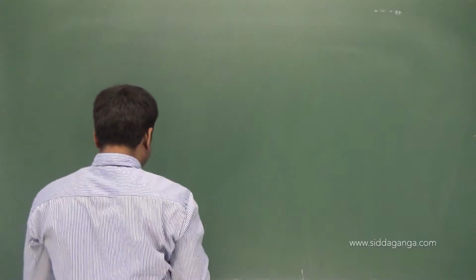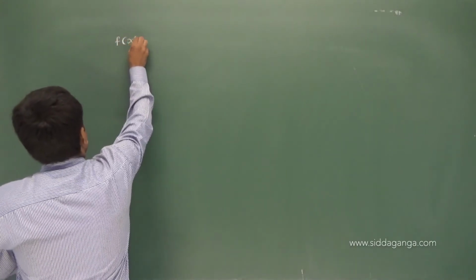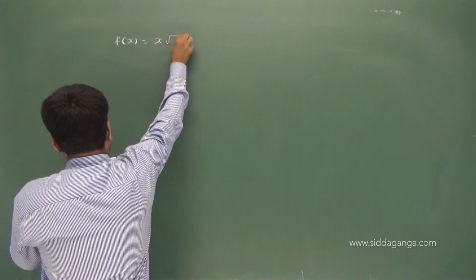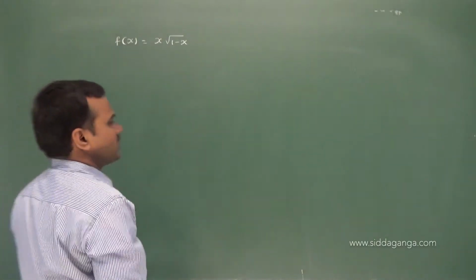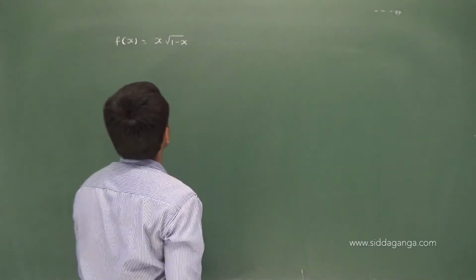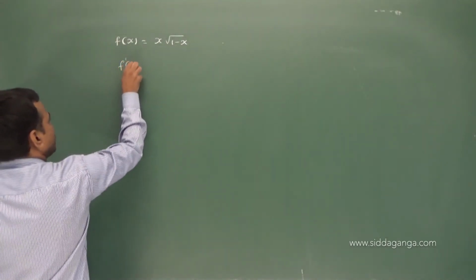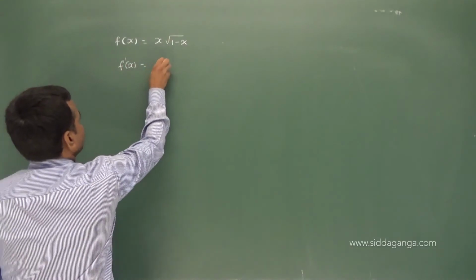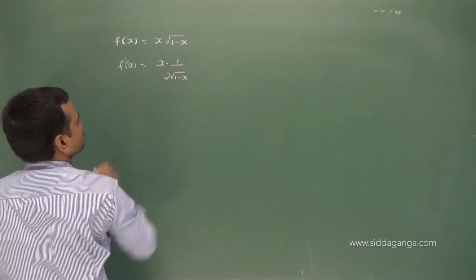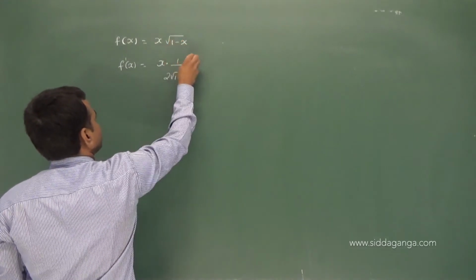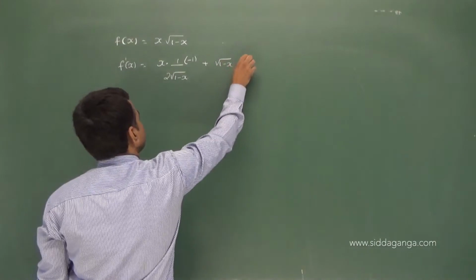Find the local maxima and local minima of the function f of x is equal to x into square root of 1 minus x. So he asked for local maxima and local minima. f dash of x is x into 1 by 2 root of 1 minus x, correct? Derivative of 1 is 0, derivative of minus x is minus 1, plus square root of 1 minus x into differentiation of x, which is 1.